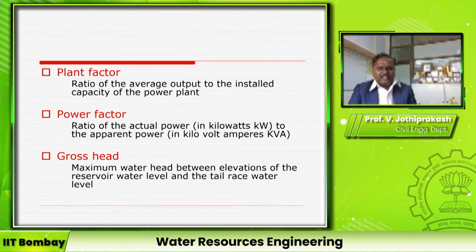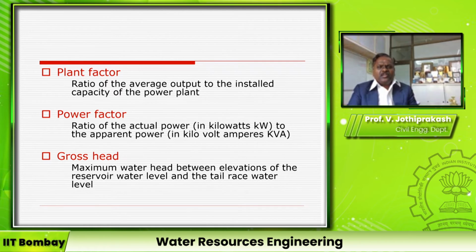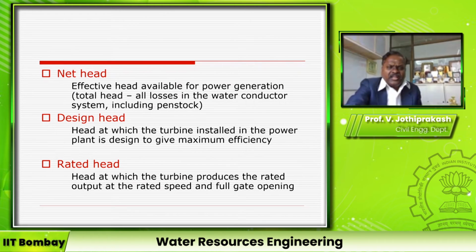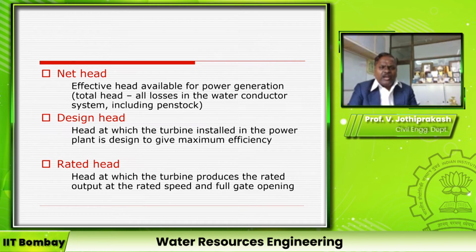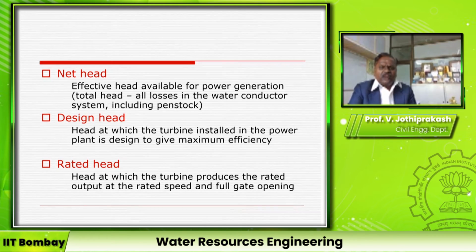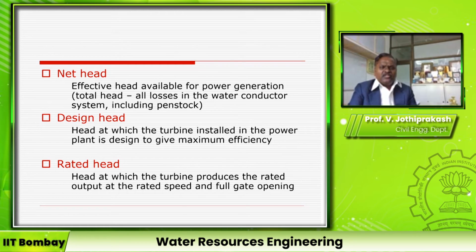Gross head, as I said, is the maximum water head between the elevation of the reservoir water level to the tail race of the water. Net head is gross head minus all losses. Design head is the head at which the turbine is installed and the power plant gives the maximum efficiency. The rated head is the head at which the turbine produces the rated output at the rated speed at full gate opening. That means rated head is related in terms of specific speed also. We'll see what is specific speed now.